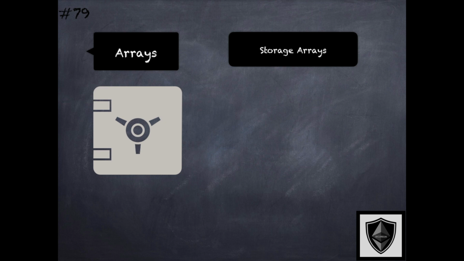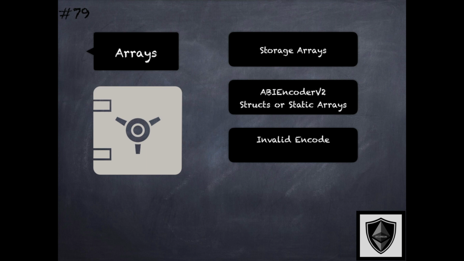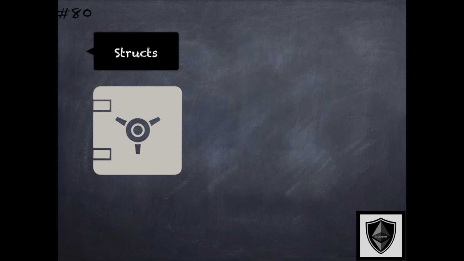There was a compiler bug related to storage arrays in Solidity, specifically those with multi-slot elements, again made possible because of ABI encoder v2. Such storage arrays containing structs or other statically sized arrays were not read properly when they were directly encoded in external function calls or using the ABI encode primitive. And this bug was present in the versions shown here.